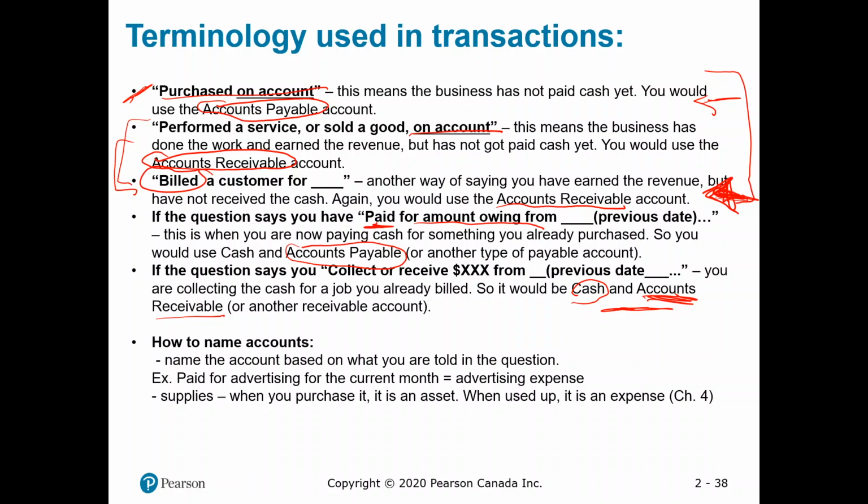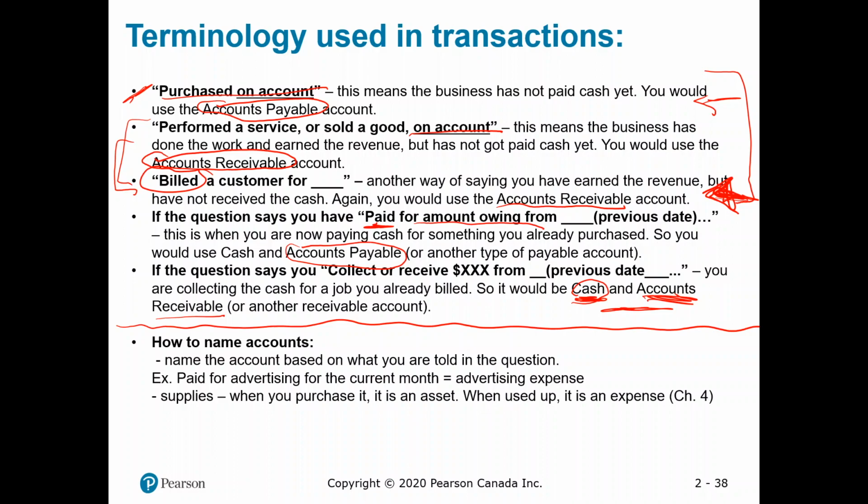And next, I remember last year having quite a few students who just had trouble naming the accounts. So cash is a pretty easy one. If you're paying or collecting money, you're going to have the cash account. But other times students just have a bit of trouble. But really don't overcomplicate it or overthink it. Just name the account. Sometimes it will tell you, sometimes in the question it'll give you options you can choose from. But if not, just name the account based on what you're told in the question.